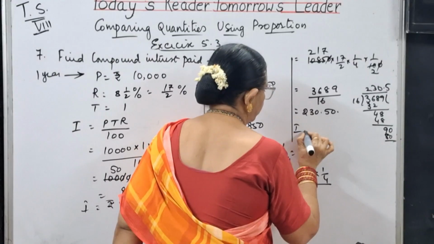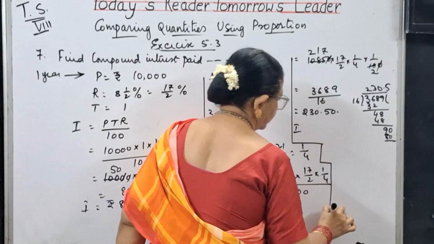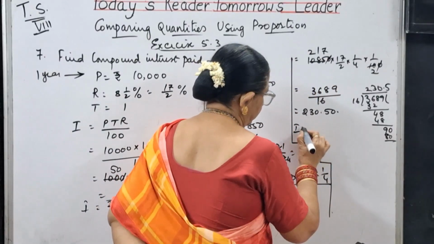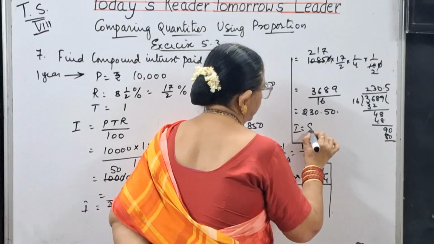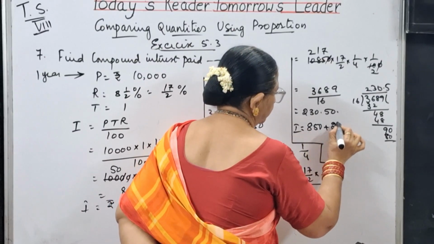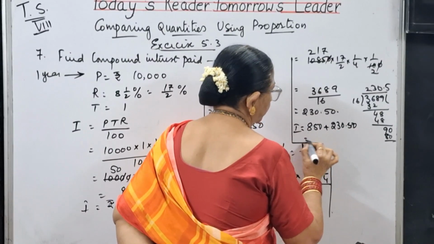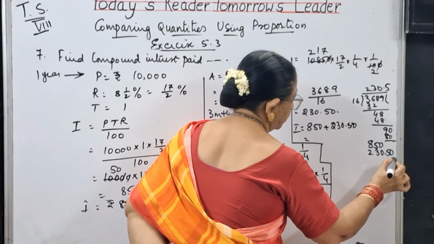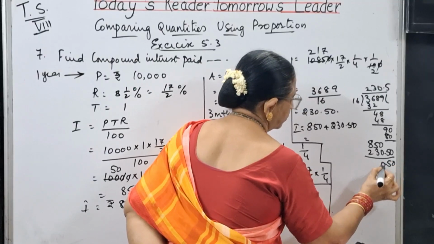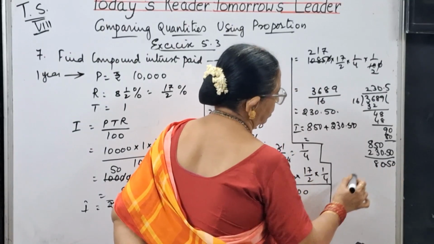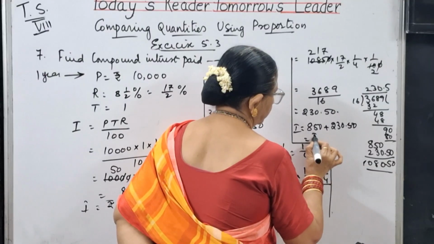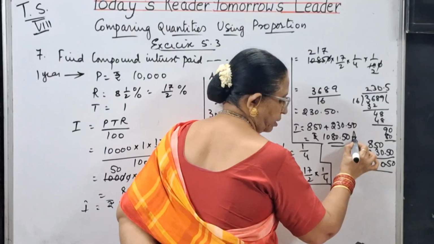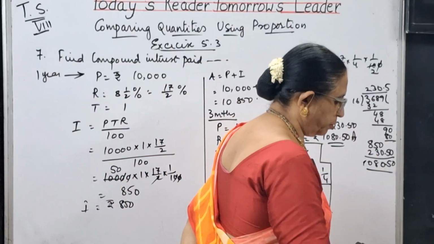So I is equal to compound interest that you are going to do. The earlier one is how much, children? 850 plus 230.50. So how much are they getting? 850, 230.50. So 0, 5, 8, and then 8 to 10 rupees. 1080.50 should be the answer for this problem, children.